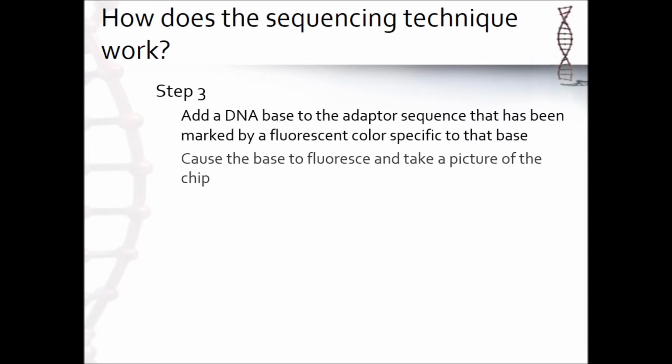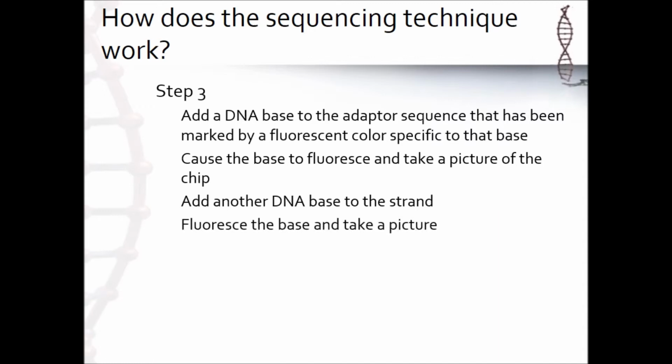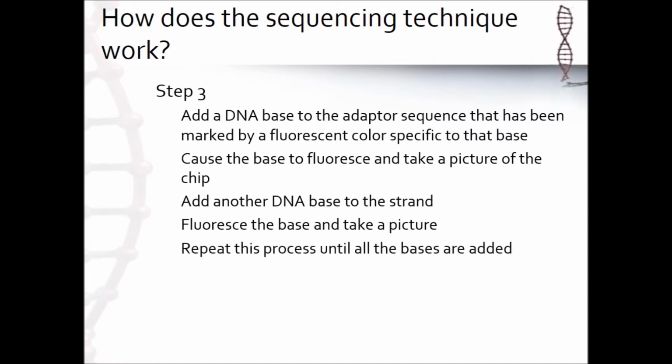Then you make the base fluoresce and you take a picture of it. You add another DNA base to the strand and then take a picture of that once it's fluoresced. And then you repeat this process until you have the entire DNA strand in color form with a bunch of pictures taken after you've added each base.